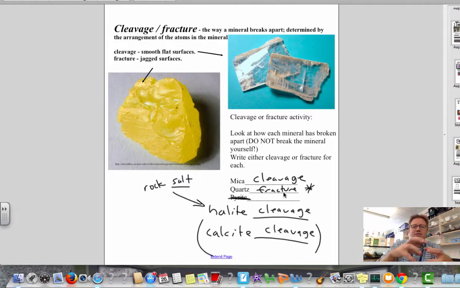Cleavage or fracture. When a mineral breaks apart, does it break apart in nice cleaved ways, with straight sides, or does it fracture apart and leave a kind of jagged edge? When quartz breaks apart, it's a fracture. It breaks apart into pieces like that. But when mica breaks apart, it breaks apart nicely in smooth edges, and so that's another way to distinguish between the two minerals.